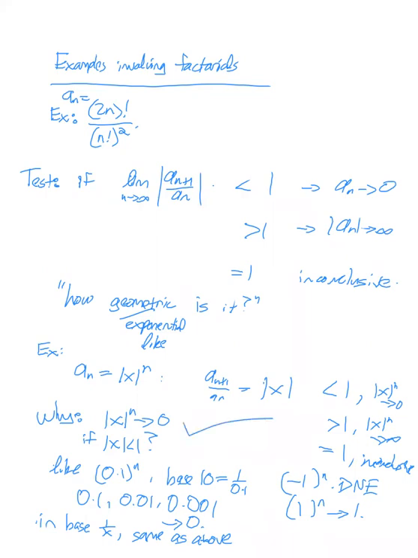Okay. So now that we have this test figured out, let's apply it to this example right here. So now we're going to apply the test to a_n equals (2n)! divided by (n!) squared. So here's what I'm going to do.